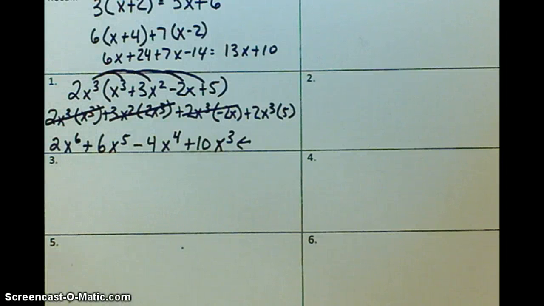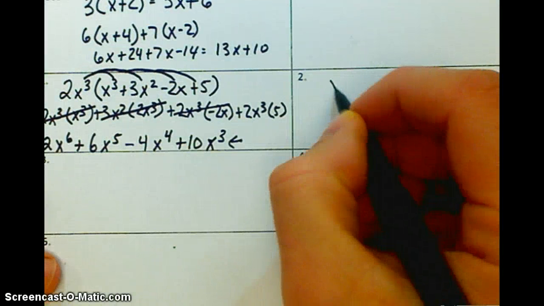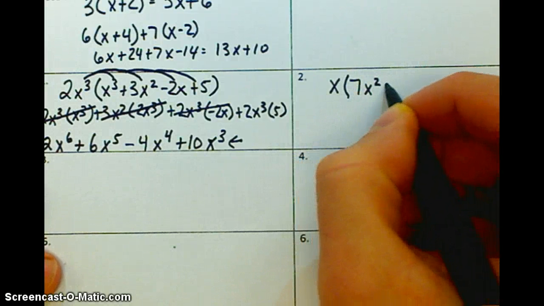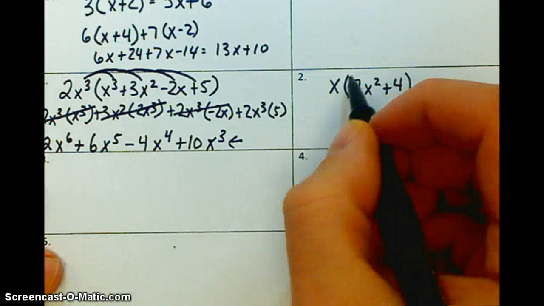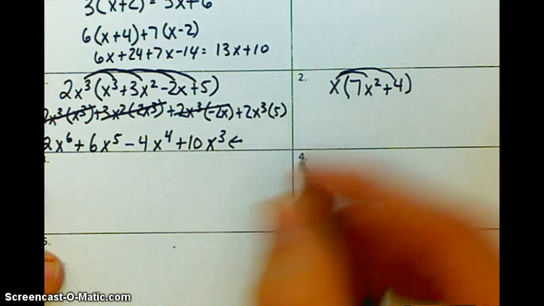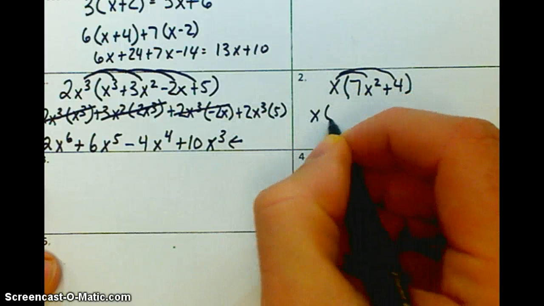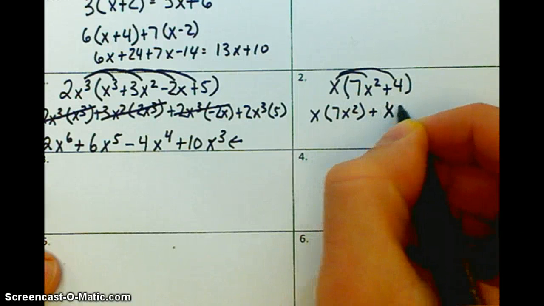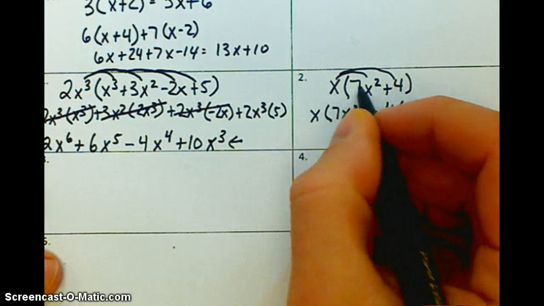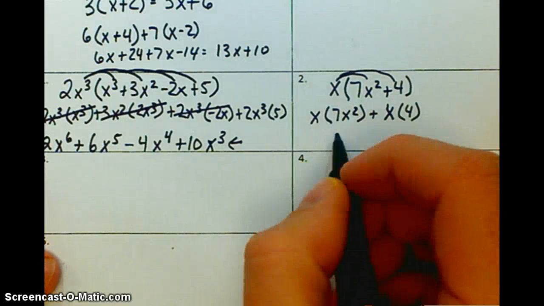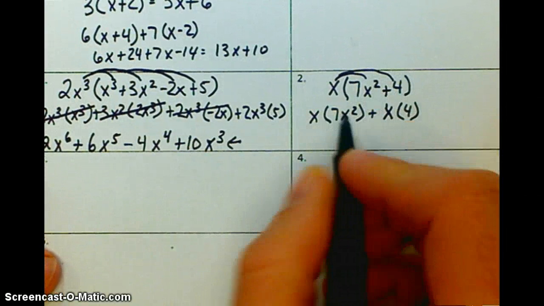Okay? So let's do another one, a little bit simpler. So we have x times (7x squared plus 4). So we do the same thing. We have the x on the outside, so we distribute it through. Okay? So we have x times 7x squared plus x times 4. So I take the x and multiply by everything inside the parentheses. Then we have to simplify and combine like terms if necessary.